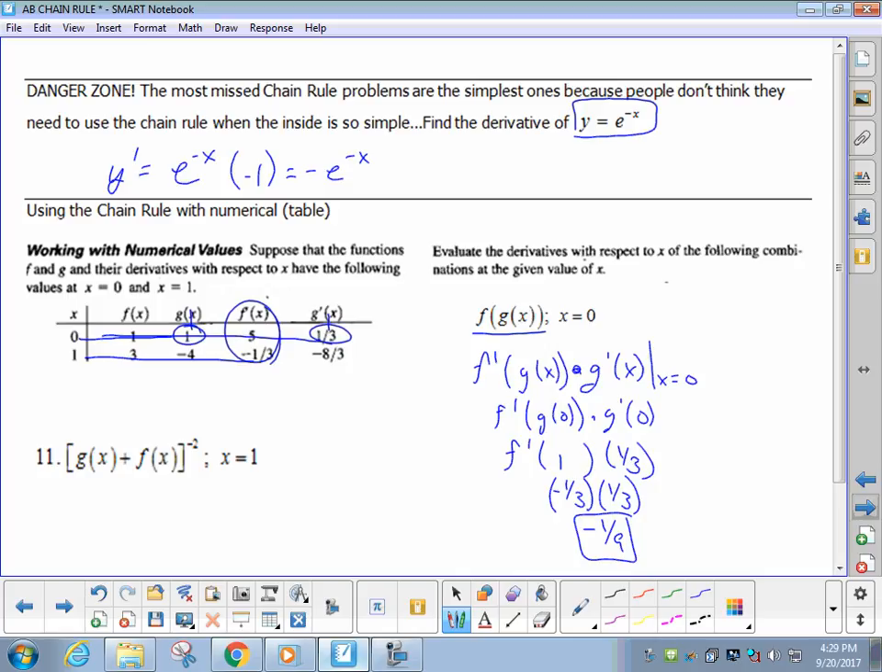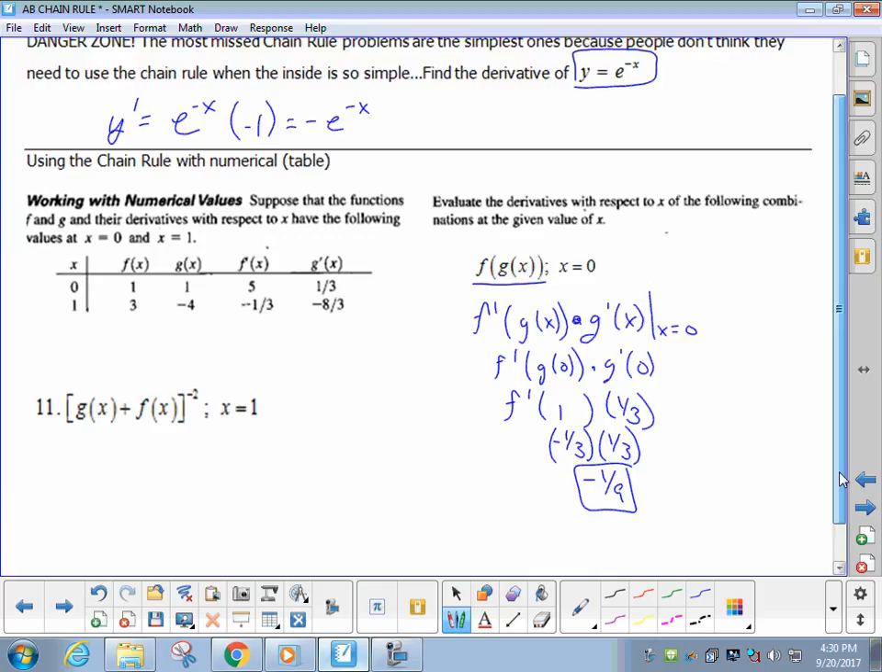Try 11 on your own. This is 11 on the homework. So if you have the homework paper, then go to number 11 on the homework and try this one using that same table. All right, pause if you need another second, but I'm going to go on to that.